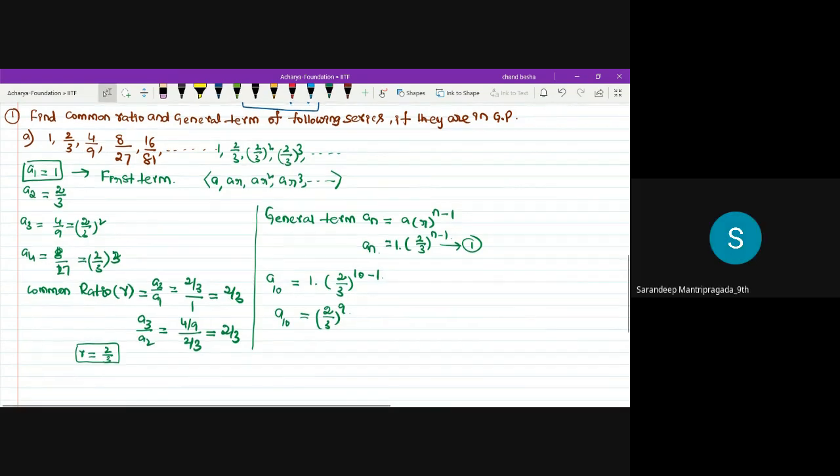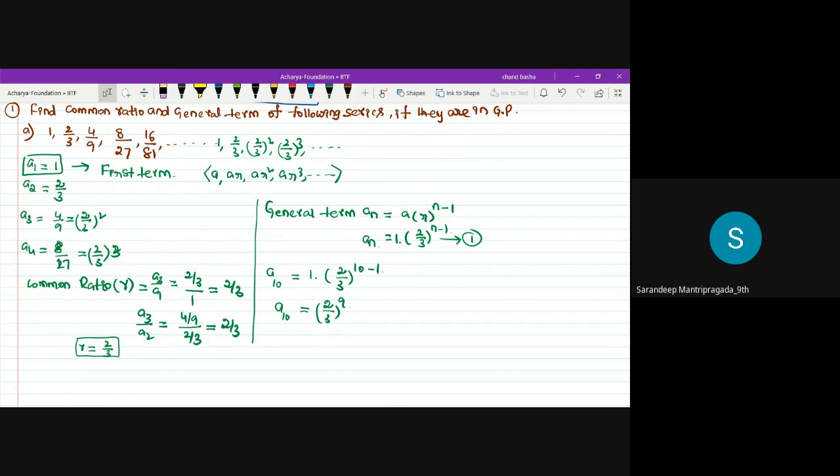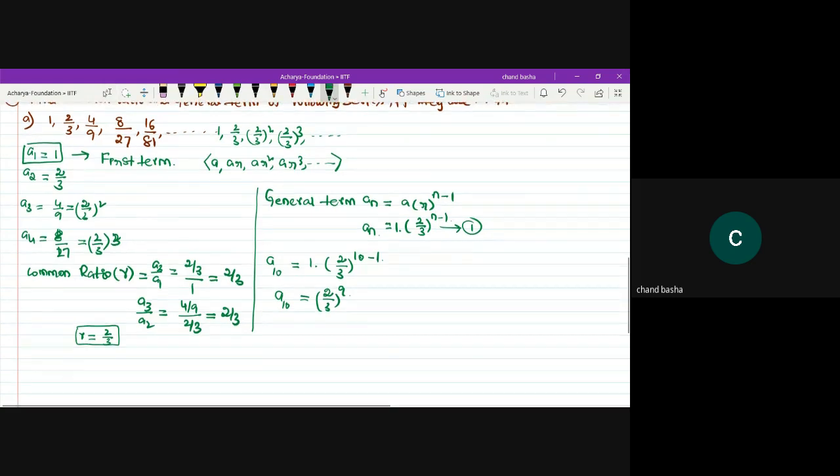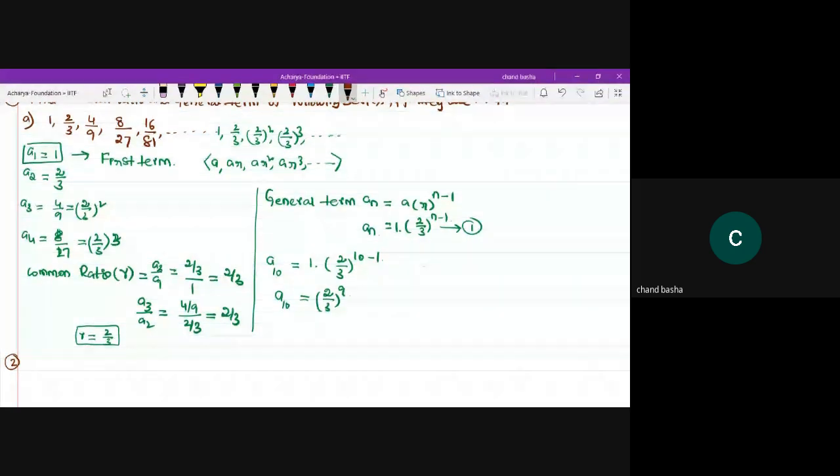Sir, why did you ask for the 10th term? I am finding one particular term. Okay, sir. So the questions will ask like this. Find the 10th term, 5th term, 7th term, like that. Go for the second example, if you are perfect in this example. Sir, having any doubts, you can ask related to this concept, guys.